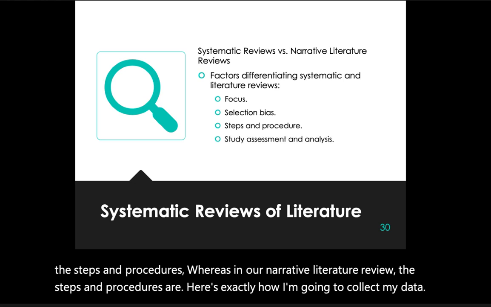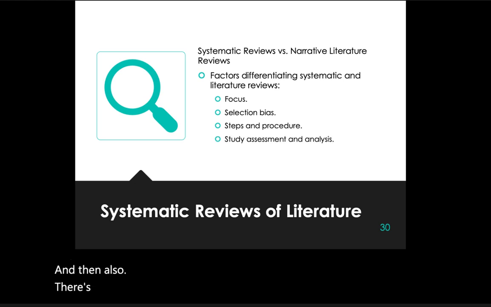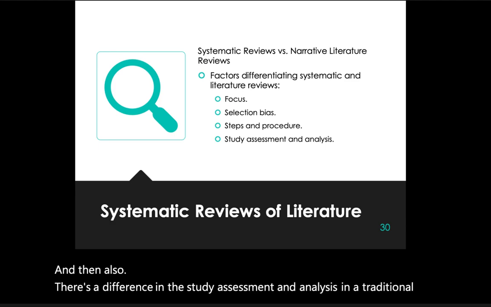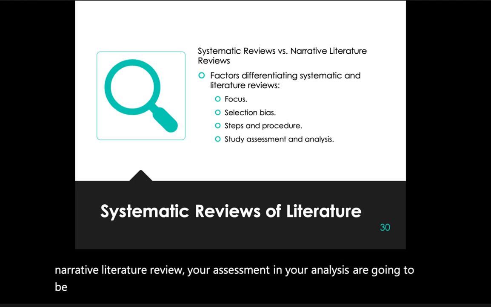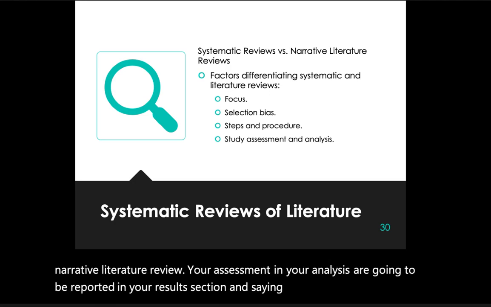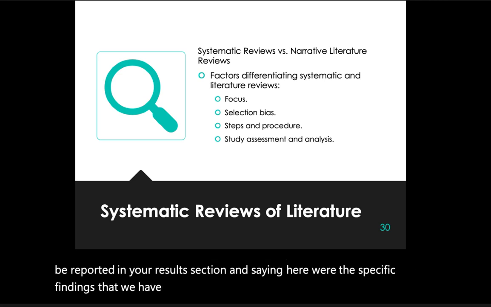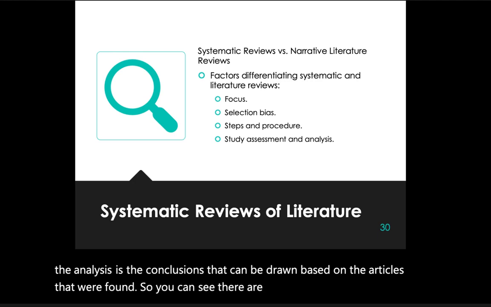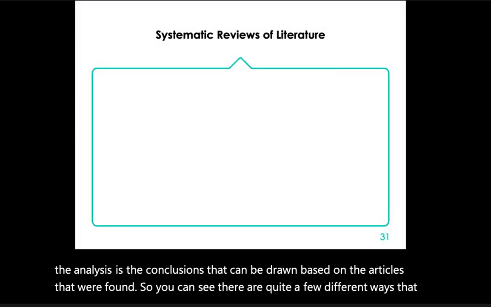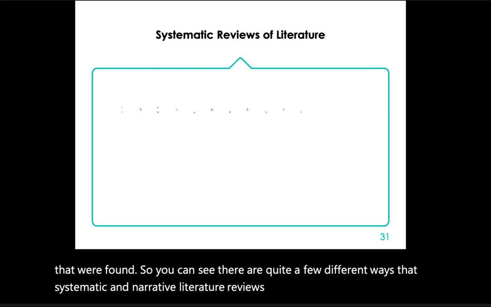And then also, there's a difference in the study assessment and analyses. In a traditional narrative literature review, your assessment and your analyses are going to be reported in your results section, saying, here were the specific findings that we have with numbers. In a systematic review, a lot of times the analysis is the conclusions that can be drawn based on the articles that were found. So you can see there are quite a few different ways that systematic and narrative literature reviews are different from one another.